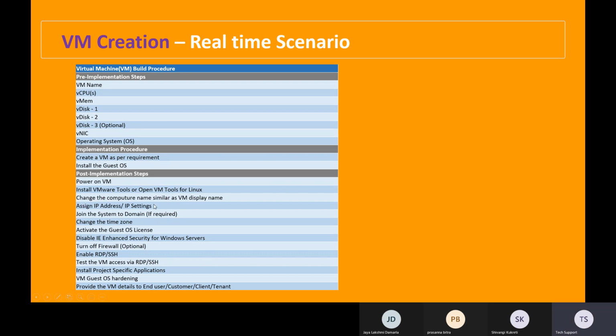And change the computer name to be the same as the VM display name. Suppose our VM display name is VM app 01, you should change your computer name to the same name, VM app 01. Then assign the IP address for the guest operating system, and also join the system to the domain. If you are using Windows and your company has a domain controller, you can join the system to that domain controller. And change the time zone. Suppose your server is in India, you can set the time to IST time zone. If the server is in a different country, you can set the time zone based on the country location.